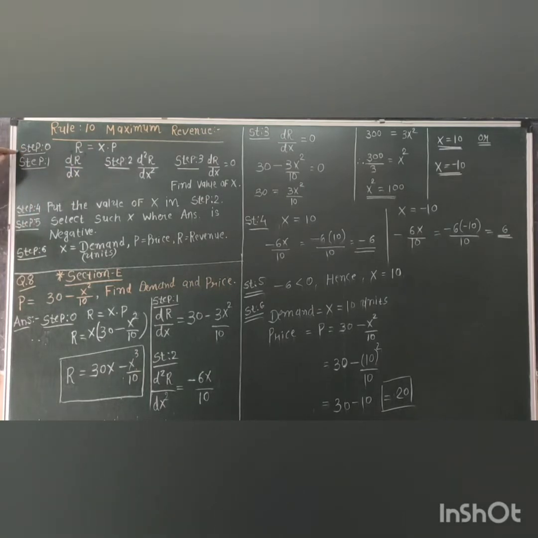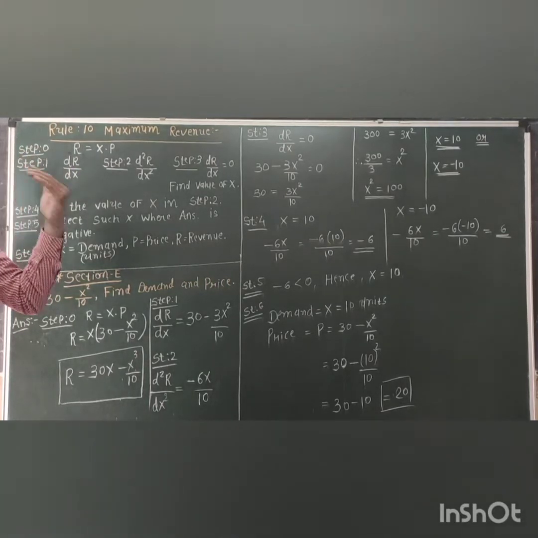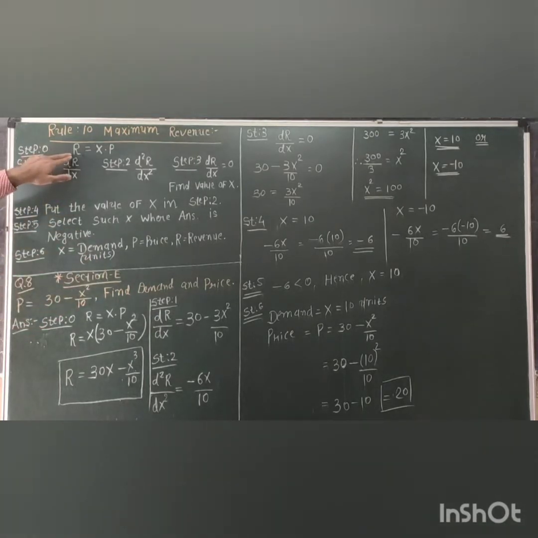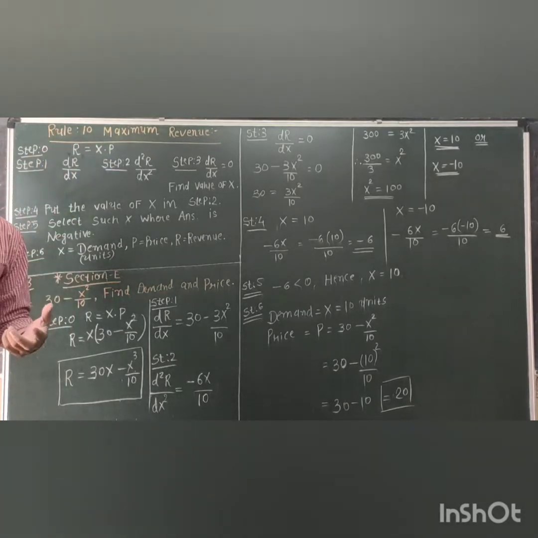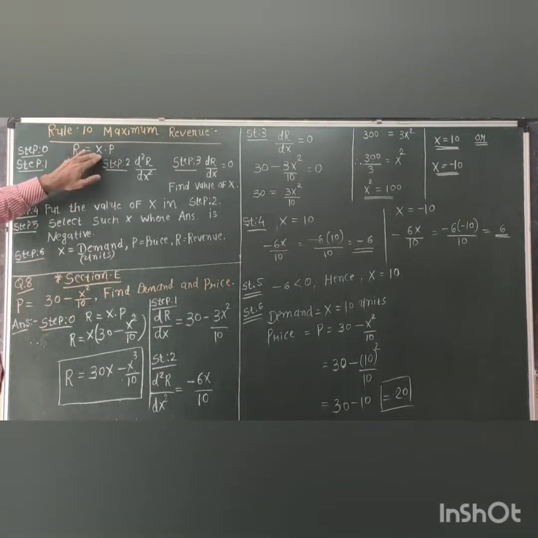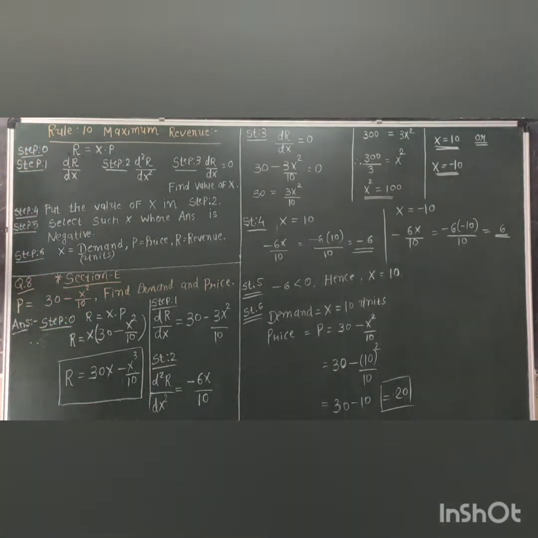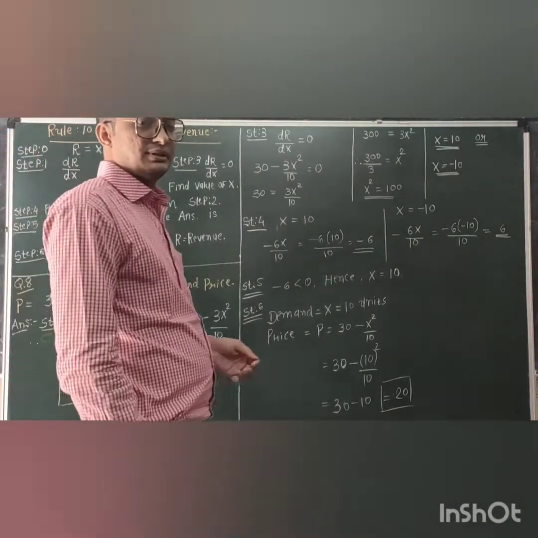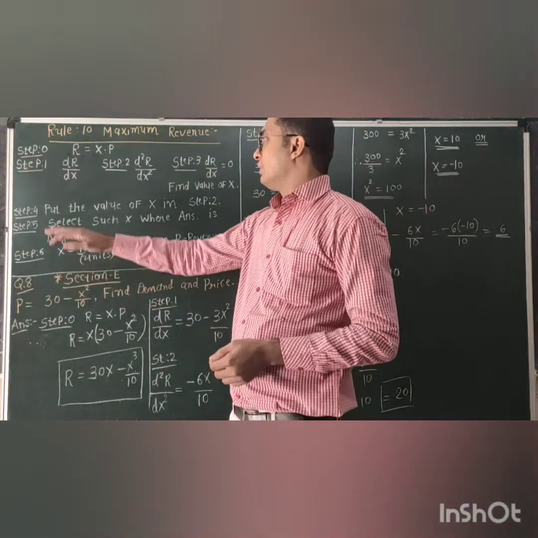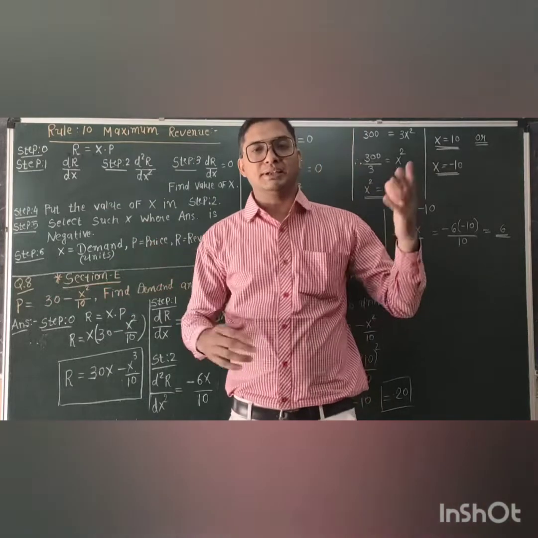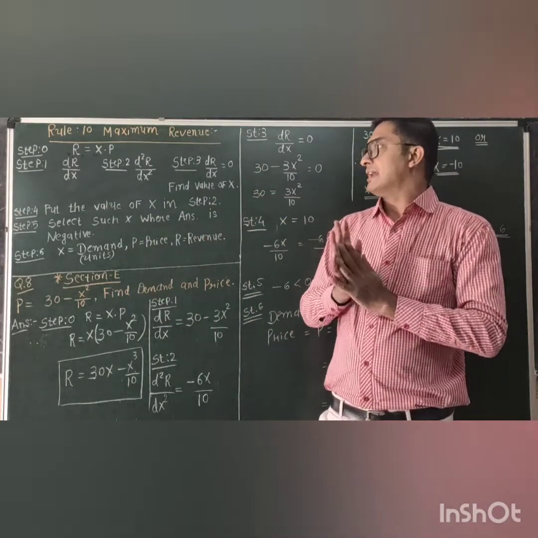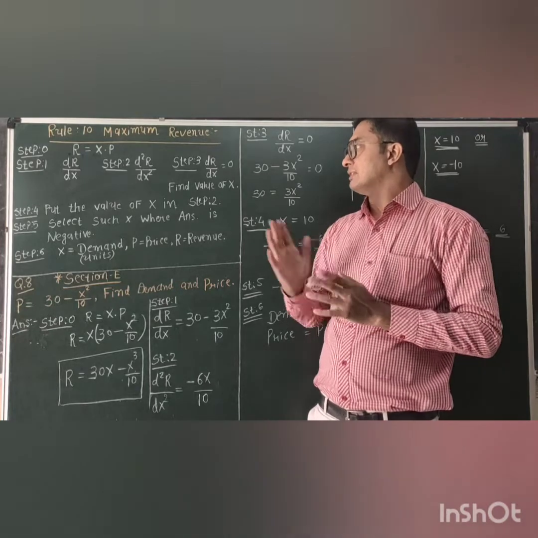Here there is one extra step that we call step 0. Before starting the sum, we have to check that the equation is in the form of R, that is revenue. Revenue is equal to X into P, where X stands for demand or units and P stands for price. So revenue is equal to demand multiplied by price. And now all these steps are almost similar to rule number 9, that is minimum cost.